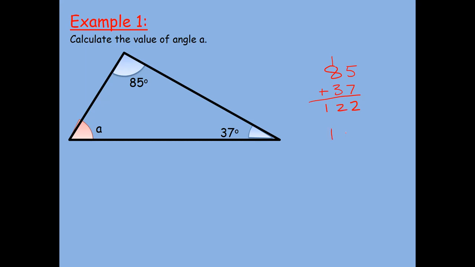So we've got 85 plus 37. So I'm going to say 5 plus 7 is 12. So 2, carry 1. 1 plus 8 is 9. And 3 is 12. So I'm then going to take that 122 away from 180, and that's going to give me the size of angle A.